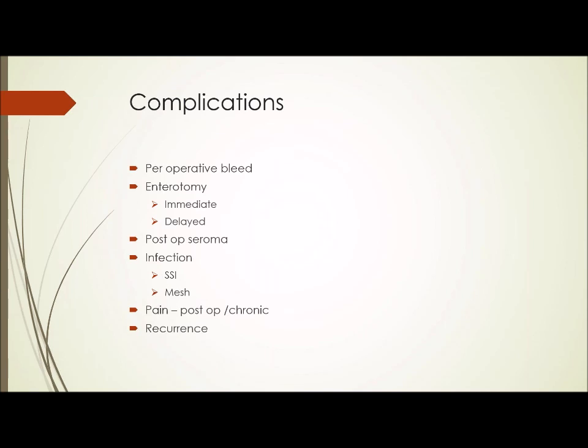Then I think we'll finish for today. Just complications, perioperative bleed. No need to go into details of that. Basically, in the region that you're operating, if there's bleeding, you have to tackle the bleeding accordingly. But enterotomy is one which could occur at the time when you're dissecting. I told you, dissect toward the peritoneum, never toward the bowel.